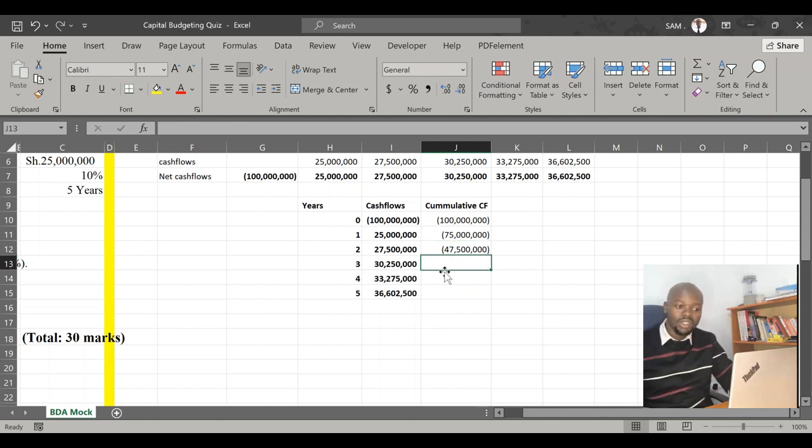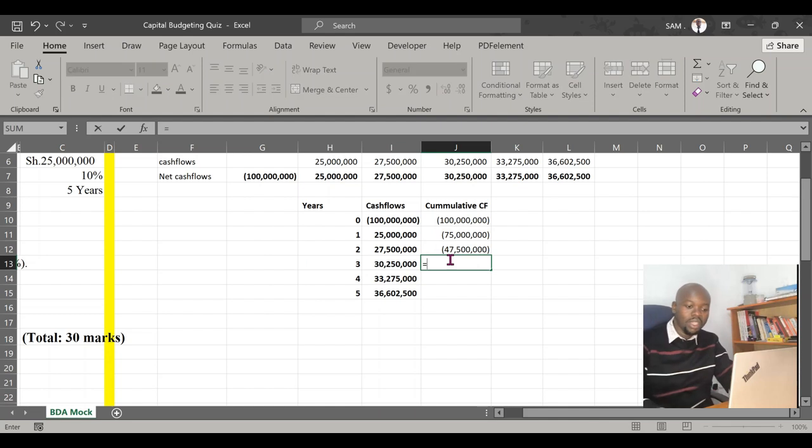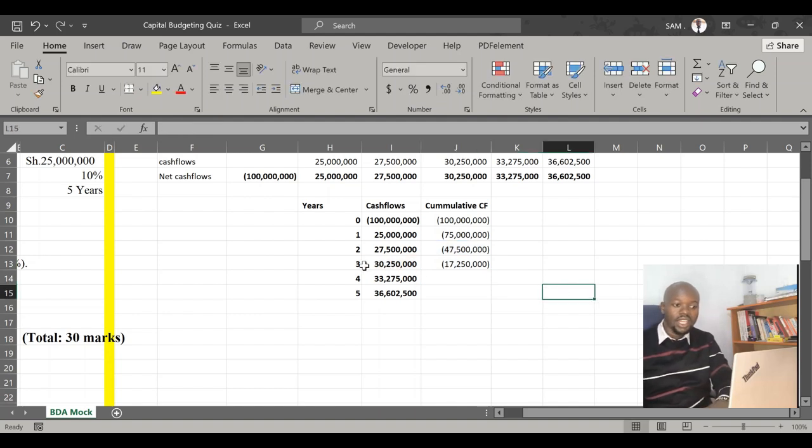Then I come to year three. I'm getting an inflow of 30,250,000. So at the end of year three, how much more am I looking for so that I fully recover my money? I'm looking at payback period. Now I will come here, get the cumulative at the end of year two, then I add what I'm getting in year number three, and I say at the end of year number three, I'm looking to get 17,250,000 to be able to recover back my 100 million.